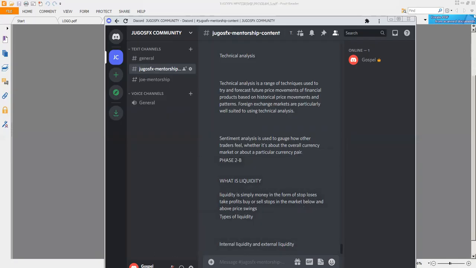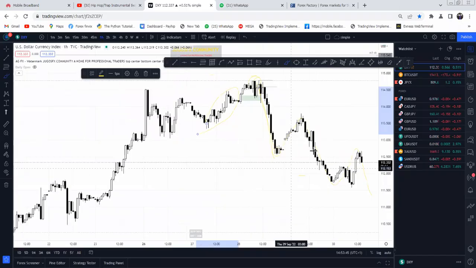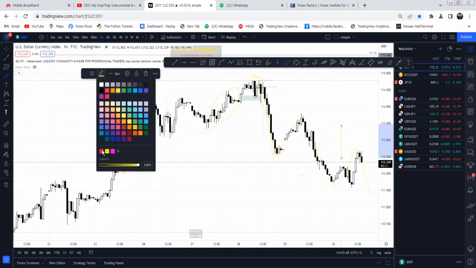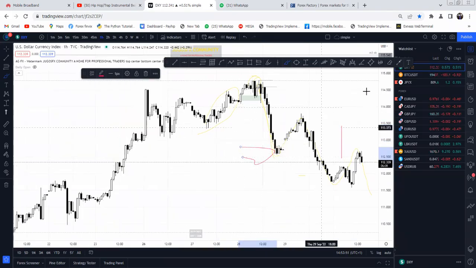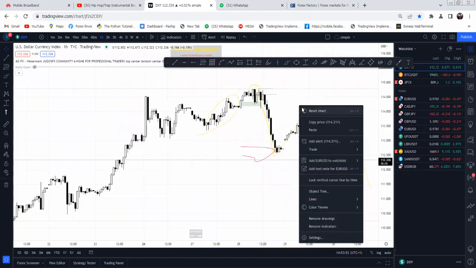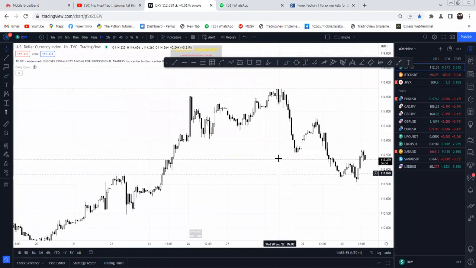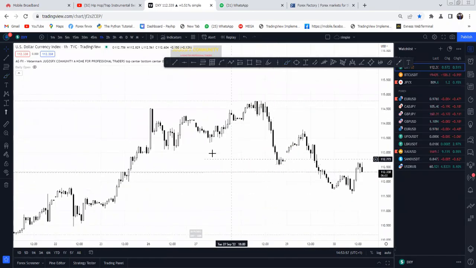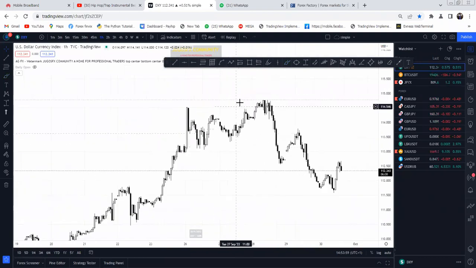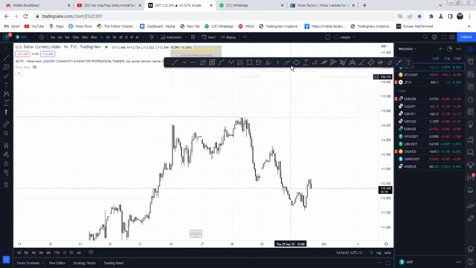With this lesson, I'm going straight to the charts and I'll explain it to you there so that you understand it very, very well. Now, what is liquidity? Like I said, liquidity in the foreign exchange market is money. Or liquidity is where orders are sitting in the market.